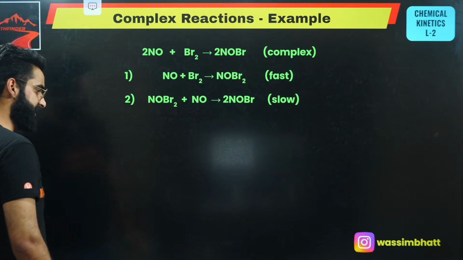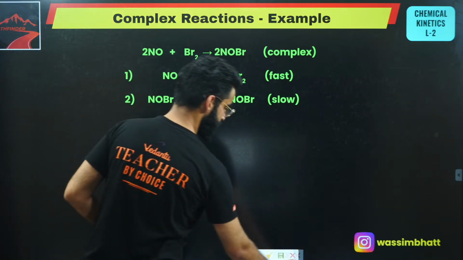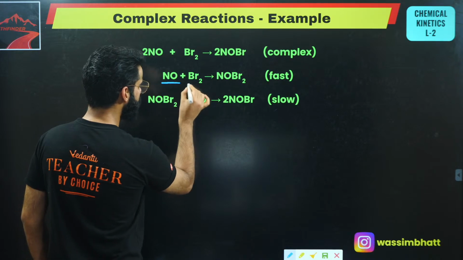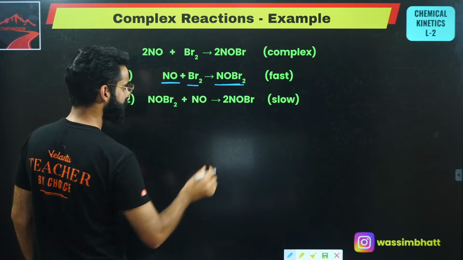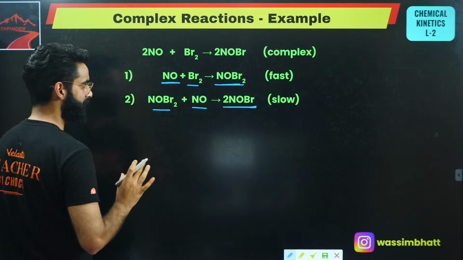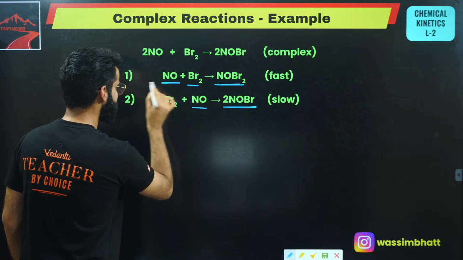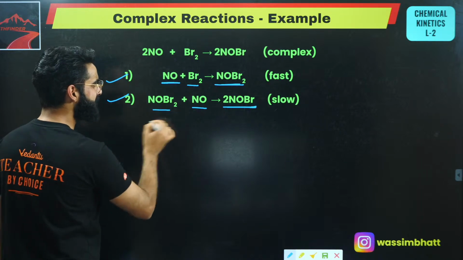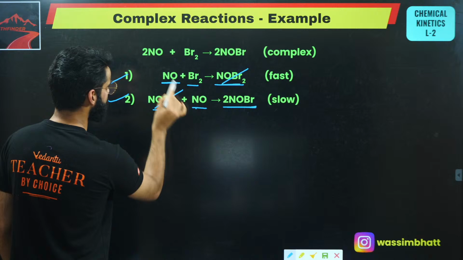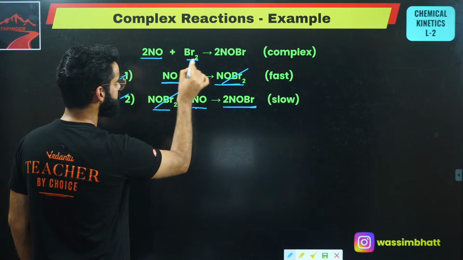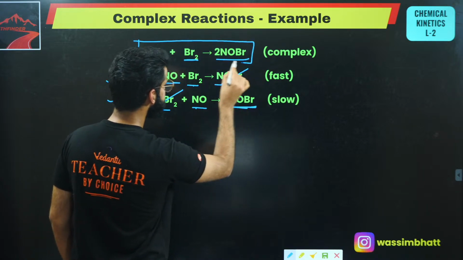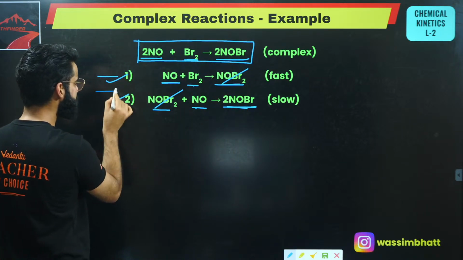Perfect. See guys, understand this as well. First of all, this is a reaction which I have. NO plus Br2 gets converted into NOBr2. This NOBr2 again reacts with NO, and it leads to the formation of NOBr, right? If I add these two steps, this is step number 1, this is step number 2, this NOBr2 gets cancelled out. So you get NO plus NO, that is 2 times NO, plus Br2 gives 2 times NOBr.